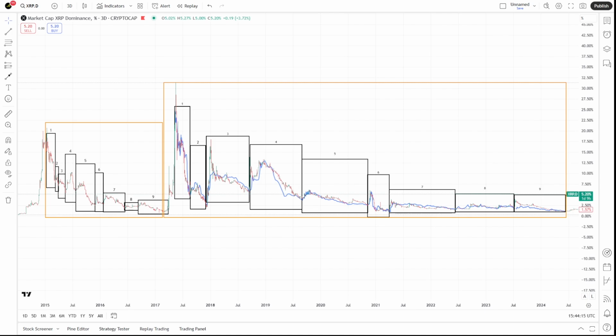Folks, this is the XRP dominance chart. I have discovered or stumbled on something that I believe is a game changer, at least for me. The XRP dominance chart is a measure of how much of the entire crypto market is invested into XRP. It's measured as a percentage. Right now, it's around 5 point something percent.